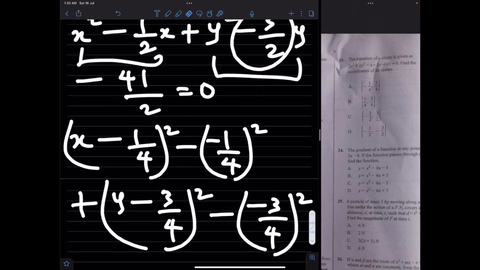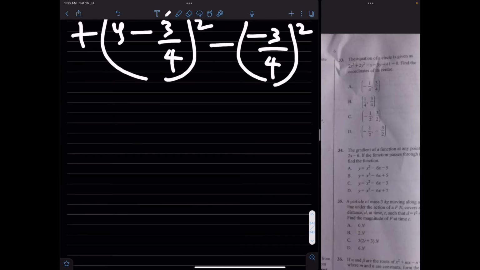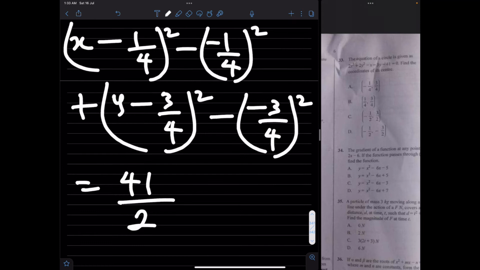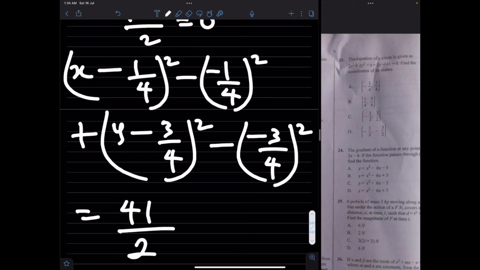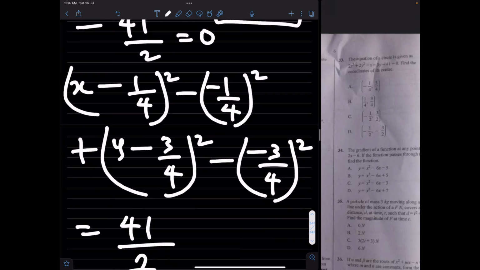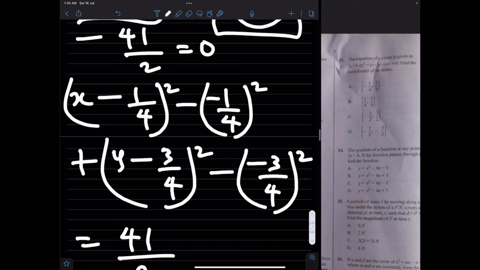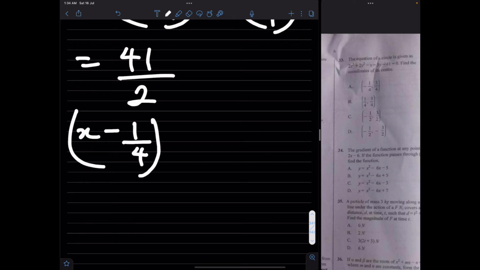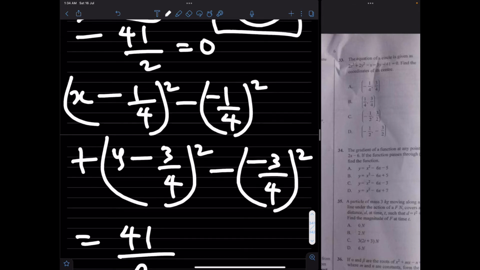And then let me move minus 41 over 2 to the right hand side, and we say that's equal to plus 41 all over 2. Now what happens? Then I have x minus 1 over 4 raised to power 2, minus the square of minus 1 over 4, which is the same as 1 over 16.